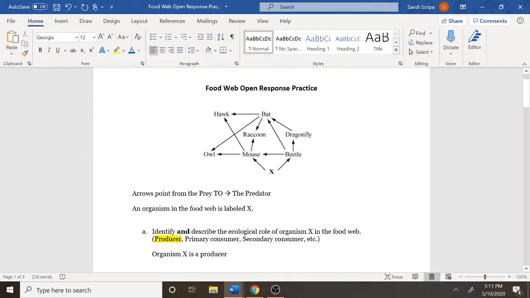Okay, so that's our first part. We've identified it. When they say describe, that's basically them asking to explain. So your answer is not complete unless you explained why. So organism X is a producer because it has no arrows pointing towards it, right? And what that means is that it's making its own food from the sun and it's not eating any other organisms. So this means that X is not eating any other organisms and is getting energy from the sun instead.